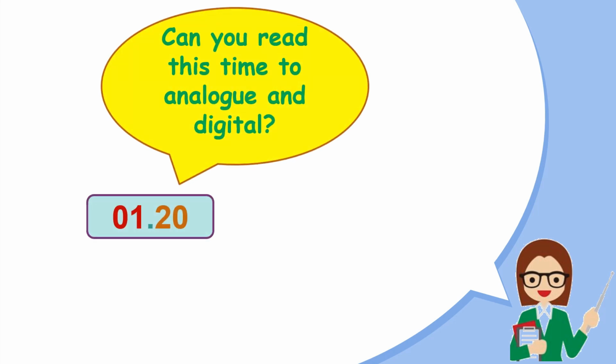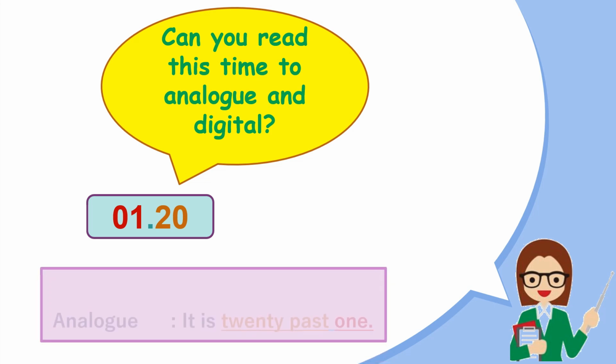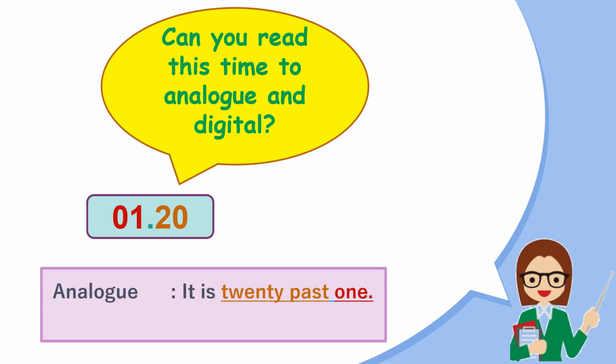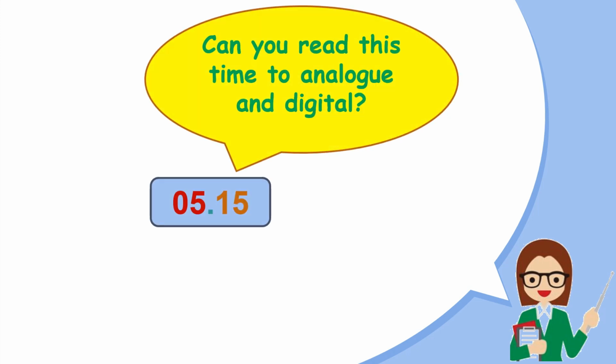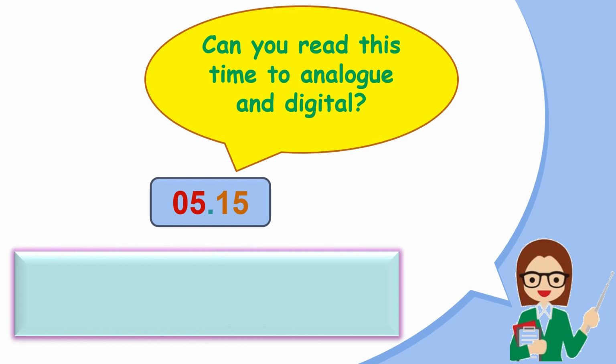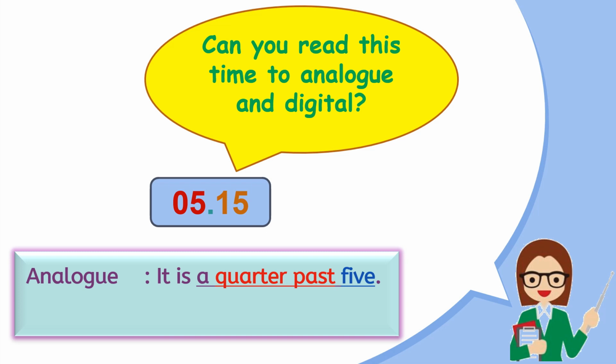Next part. Can you read this time to analog and digital? For analog, it is 20 past 1. For digital, it is 1:20. Let's try a quarter past now. Can you read this time to analog and digital, students? Okay, come on, together with Miss Tia. If it is analog, we say it's a quarter past 5. How about the digital? It is 5:15. Great!